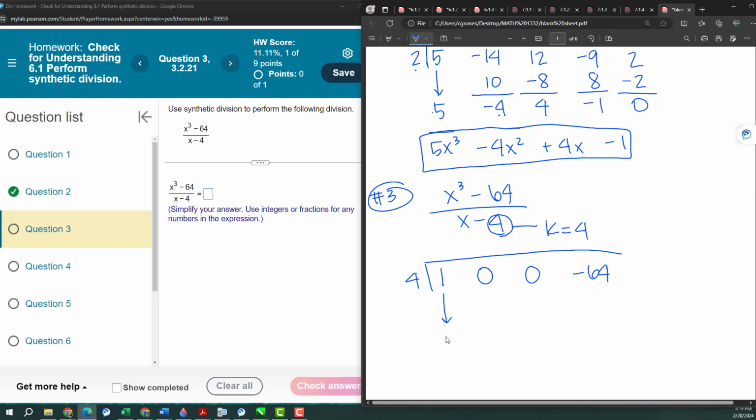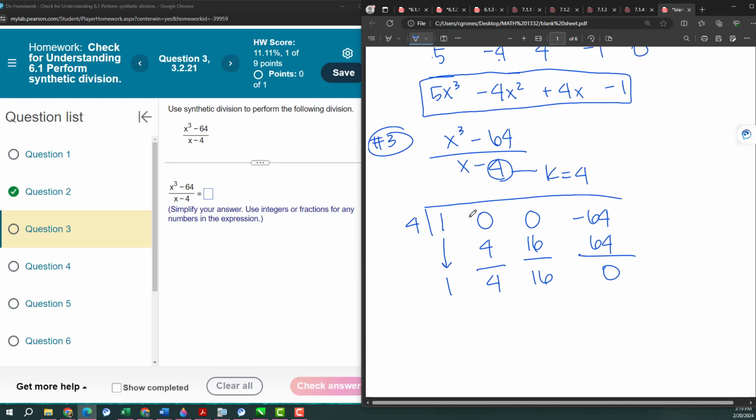So I'm going to bring our 1 down, and I can multiply that by 4, which gives us 4. 4 and 0 is 4. 4 times 4 equals 16. And then 16 times 4 equals 64. So these cancel out, and we have a remainder of 0. So we are left with x squared plus 4x plus 16.